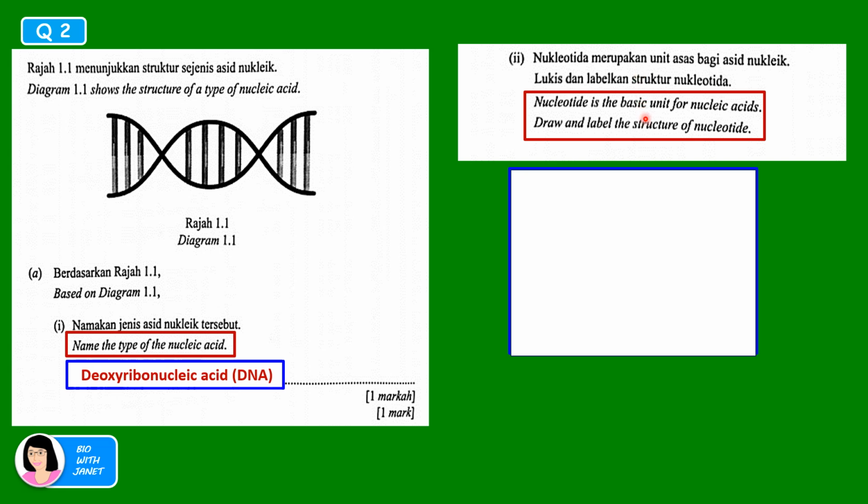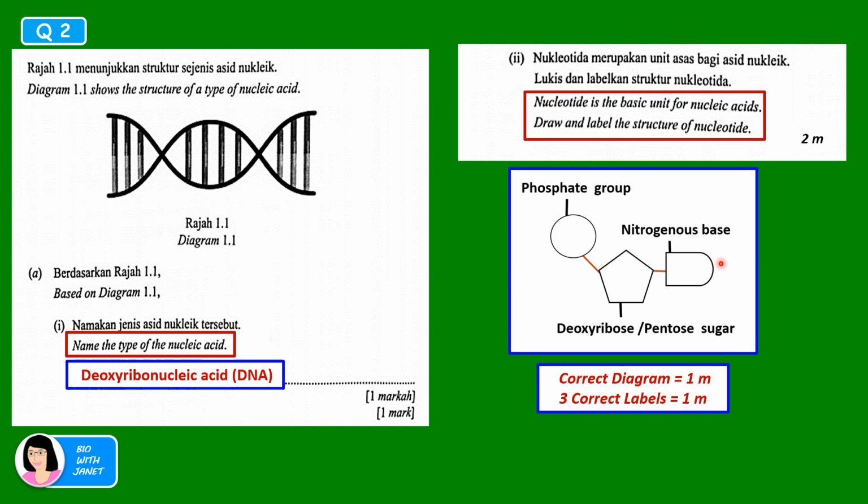Now let's go on to the second question. The nucleotide is the basic unit for nucleic acids. Draw and label the structure of the nucleotide. Okay, remember, nucleotide, basic unit for nucleic acids. All right, so have you drawn your diagram? Let's look at the structure. Okay, so here we can see that there are 3 components in the structure of the nucleotide. Okay, this is just one basic unit, one nucleotide.